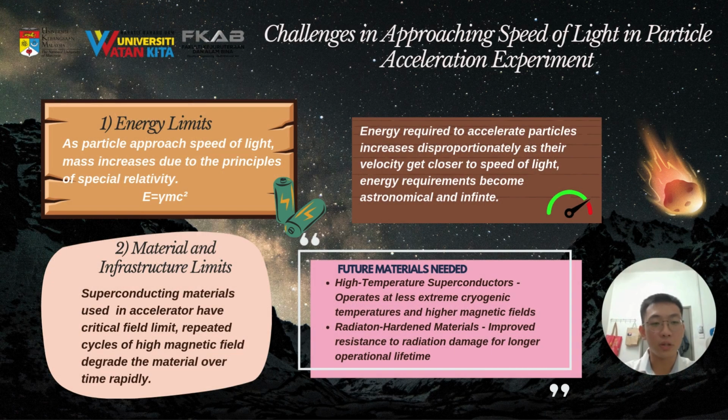Alright, so now I'm going to present a challenge in approaching the speed of light in particle acceleration experiments. As we all know, in this experiment, you consume an enormous amount of energy to accelerate the particles toward the speed of light. As a particle approaches the speed of light, its mass will increase due to the principle of special relativity according to Einstein's theory, and the formula will be E equals gamma mc squared.